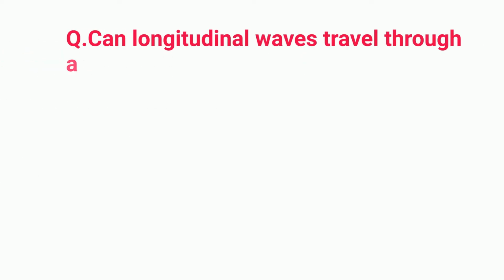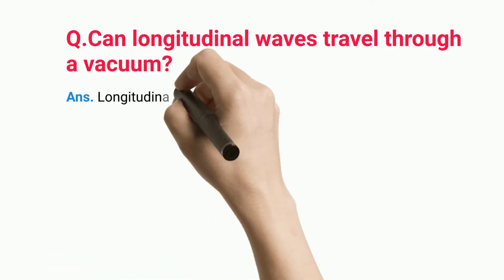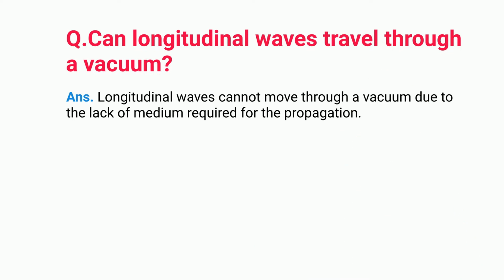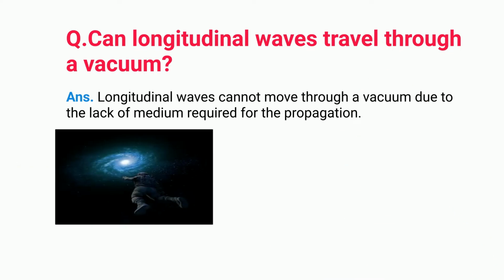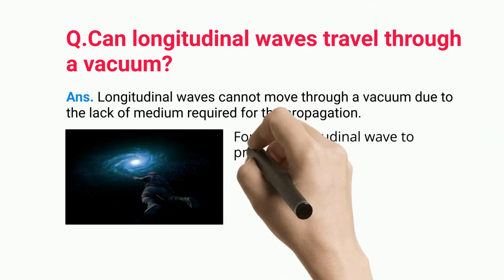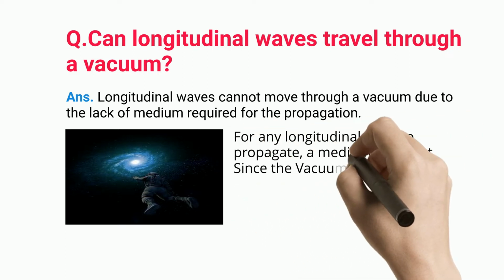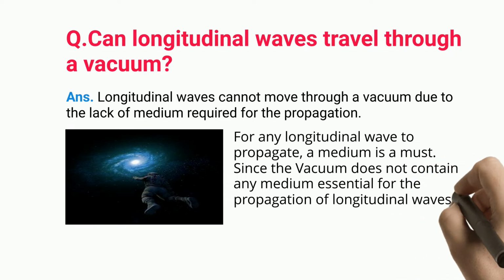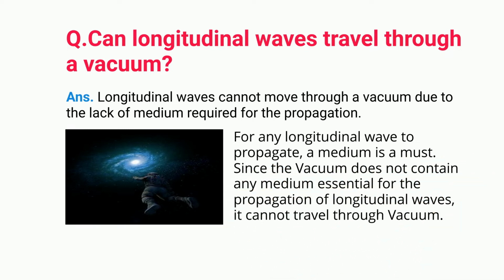Can longitudinal waves travel through a vacuum? Longitudinal waves cannot move through a vacuum due to the lack of medium required for the propagation. For any longitudinal wave to propagate, a medium is a must. Since the vacuum does not contain any medium essential for the propagation of longitudinal waves, it cannot travel through vacuum.